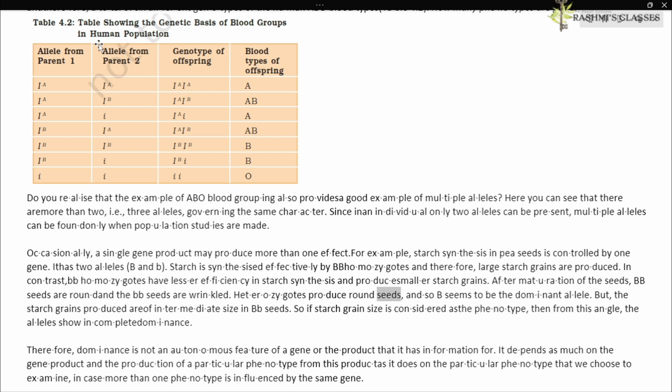Heterozygotes produce round seeds, and so B seems to be the dominant allele. But, the starch grains produced are of intermediate size in Bb seeds. So if starch grain size is considered as the phenotype, then from this angle, the alleles show incomplete dominance. Therefore, dominance is not an autonomous feature of a gene or the product that it has information for. It depends as much on the gene product and the production of a particular phenotype from this product as it does on the particular phenotype that we choose to examine, in case more than one phenotype is influenced by the same gene.